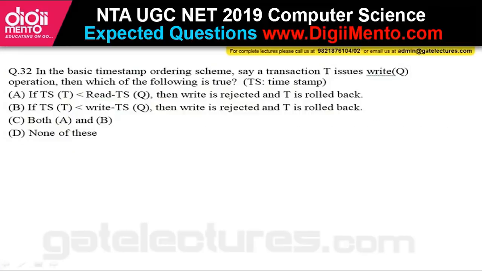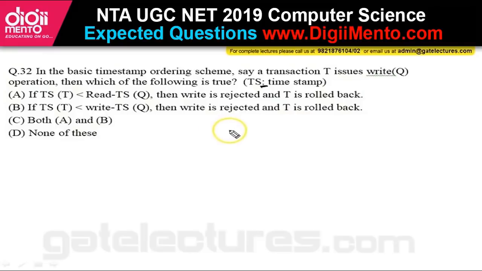So next we have a question. In this they are saying, in the basic timestamp ordering scheme, say a transaction T issues a write(Q) operation, which of the following is true? And by TS they mean the timestamp. The first option says if the timestamp of T is less than the read timestamp of Q, then the write is rejected and T is rolled back. Option B says if the timestamp of T is less than the write timestamp of Q, then the write is rejected and T is rolled back. Then we have both A and B, and none of these.